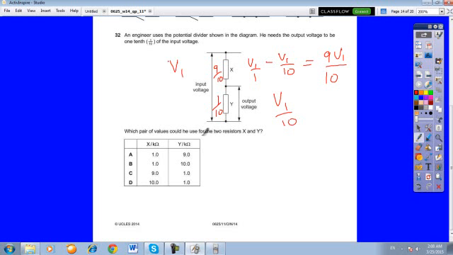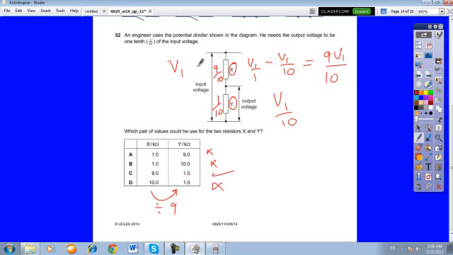Which pair of values can be used for the resistor X and Y? Because here I have 1 over 10 and here I have 9 over 10, so the resistance at X should be 9 times of Y. So in each case I can divide X over Y. The answer should be 9. Here 1 over 9, which is wrong. B, 1 over 10, which is also wrong. C, 9, which is correct. D, 10, which is wrong.